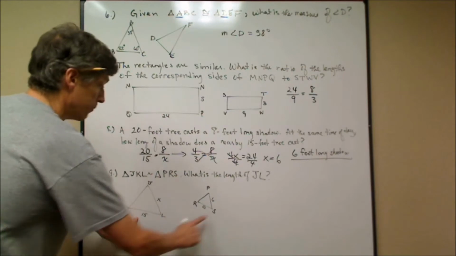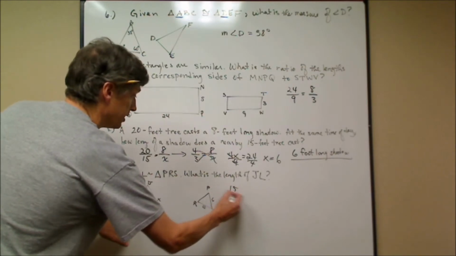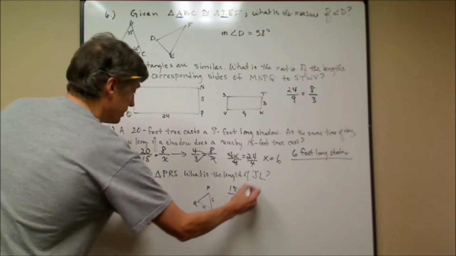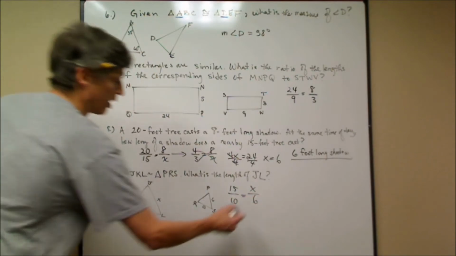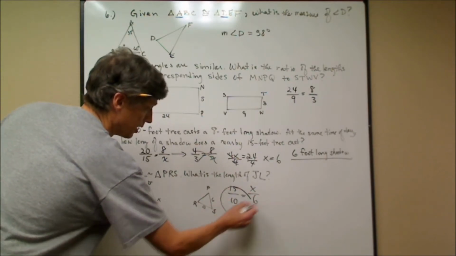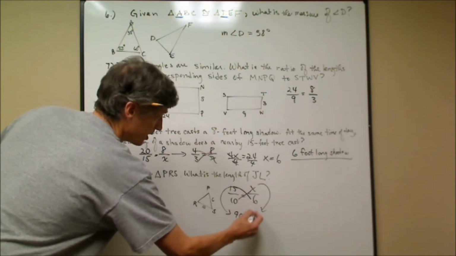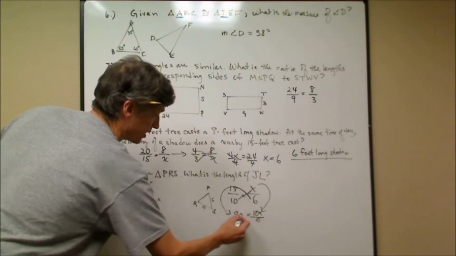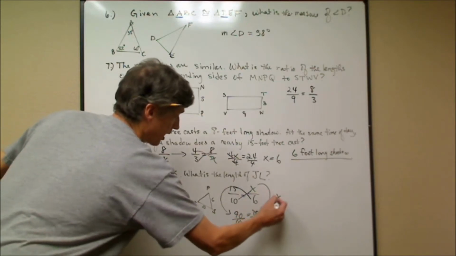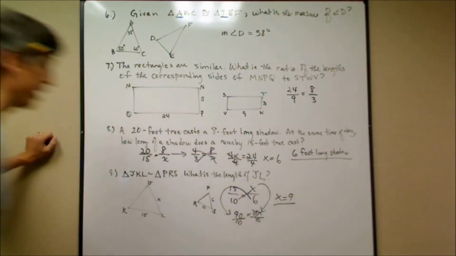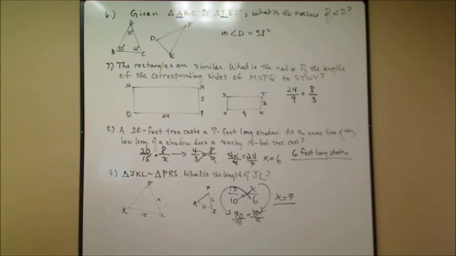So I'm going to go big to little. I'm going to go 15 is to 10 as x is to 6. I'm going to cross multiply. I get 90. I get 10x. I'm going to divide both sides by 10. And I get x is equal to 9. So the length of JL, the measure of line segment JL, is equal to 9.